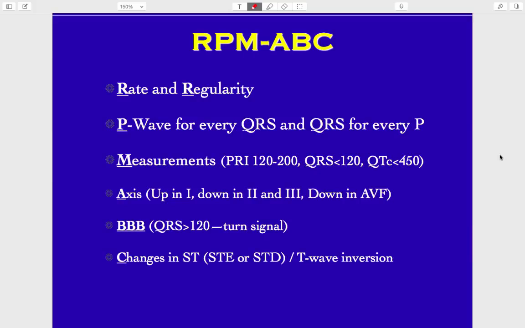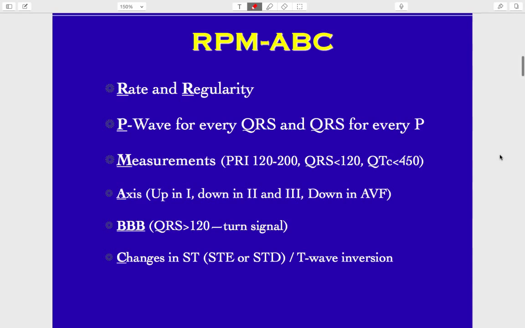On axis, we're making it simple because we're only looking for a left anterior fascicular block, which means pathological left axis deviation, which shows up as an upright or mostly upright QRS in lead 1, a mostly downward QRS in lead 2 and lead 3, and then a downward in AVF.